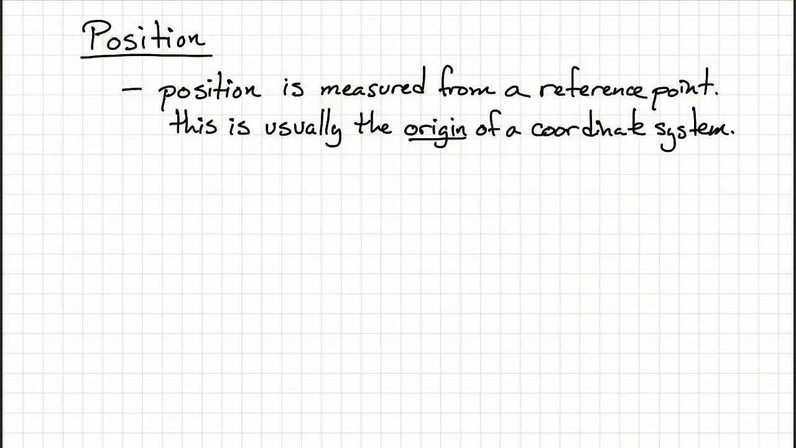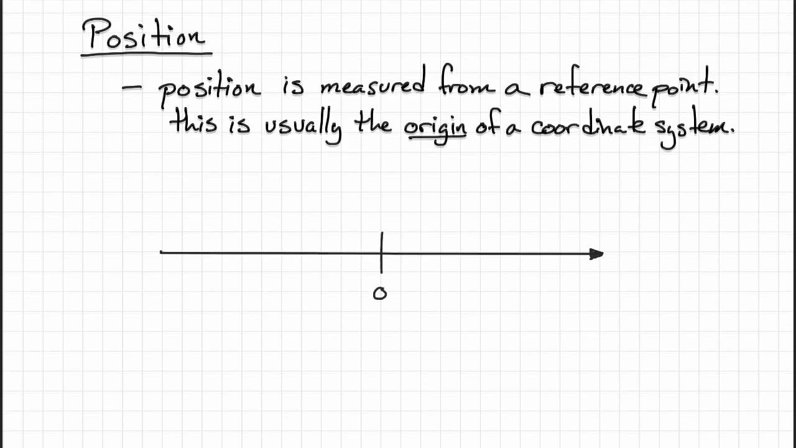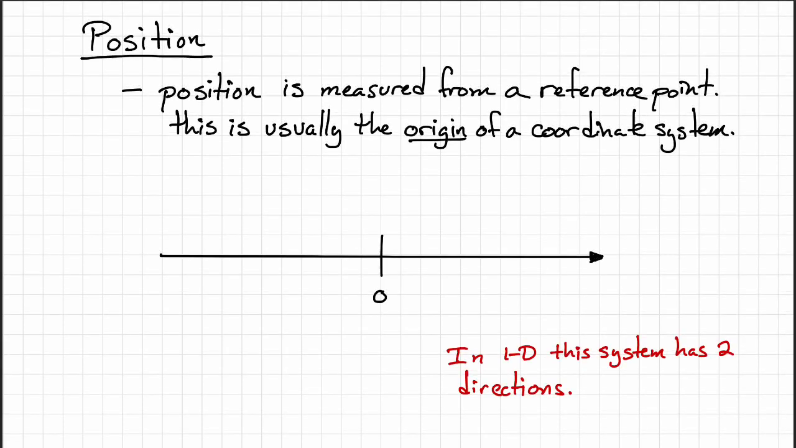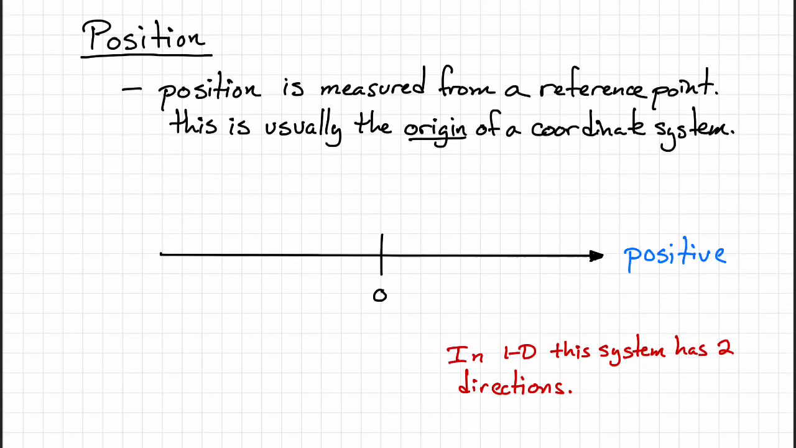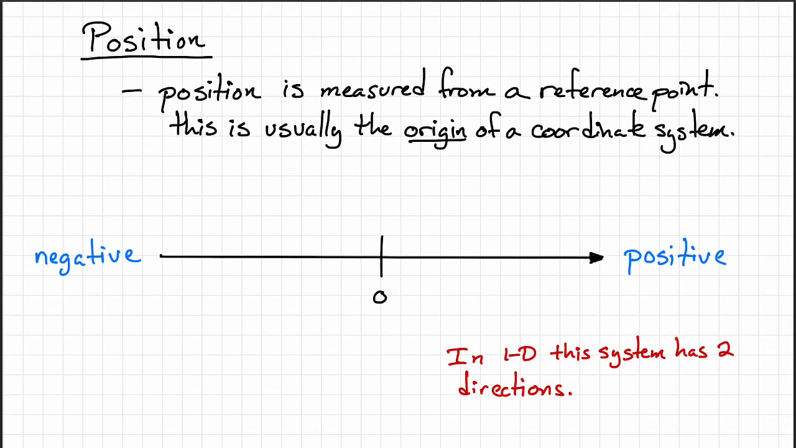The position of a particle is usually measured from a reference point. This is called the origin of the coordinate system. Below, we can see a coordinate system with the origin marked as 0. In one dimension, this system has two directions, to the left and to the right. Over here, we see this arrow denotes the positive direction, to the right, whereas the negative direction is to the left.